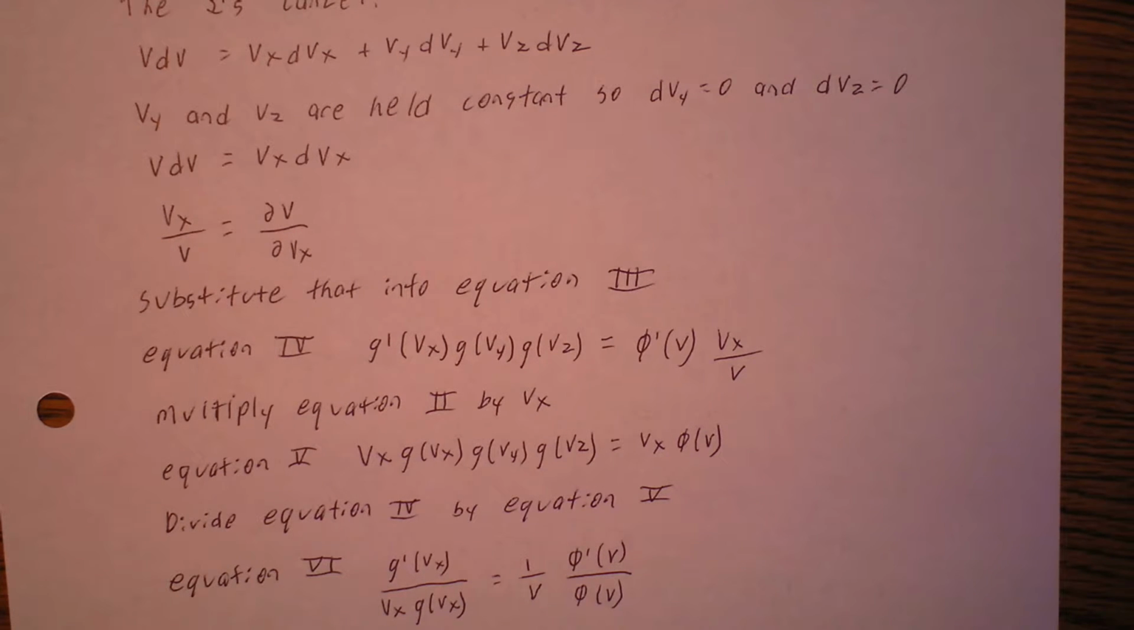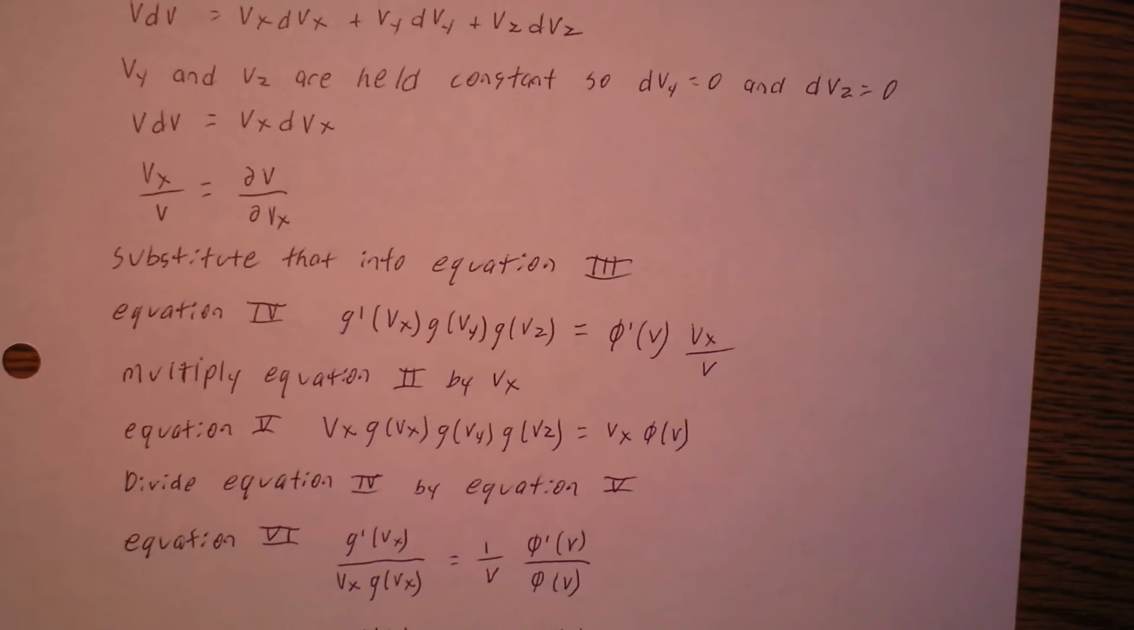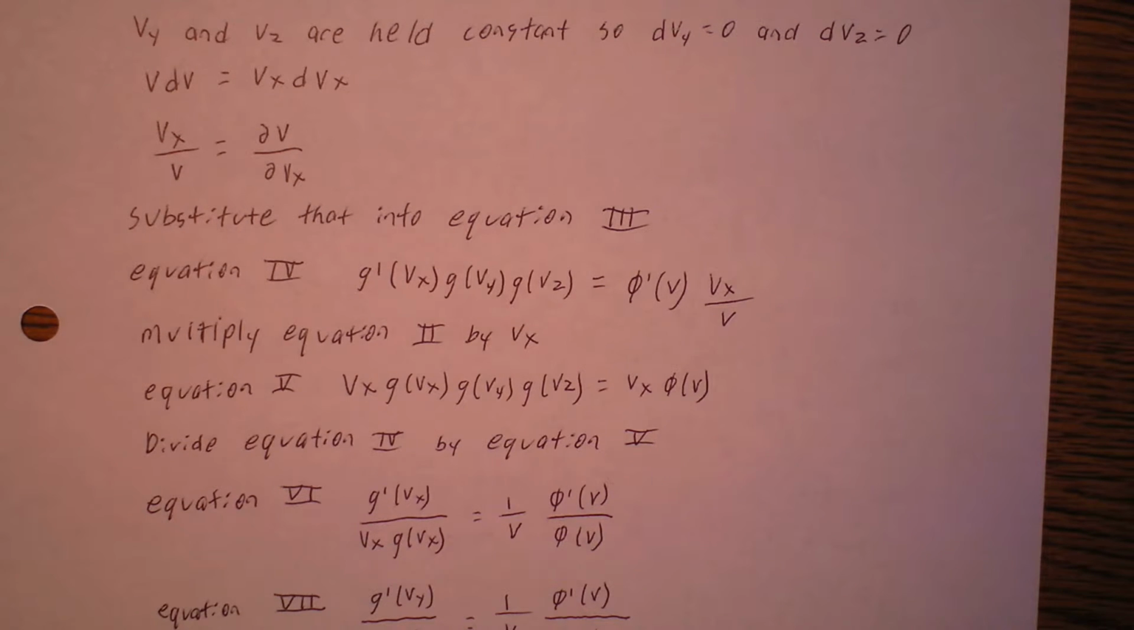So now we can multiply equation 2 by Vx. We'll call this equation 5. So we get Vx times g of Vx times g of Vy times g of Vz, and that's equal to Vx times phi of V.